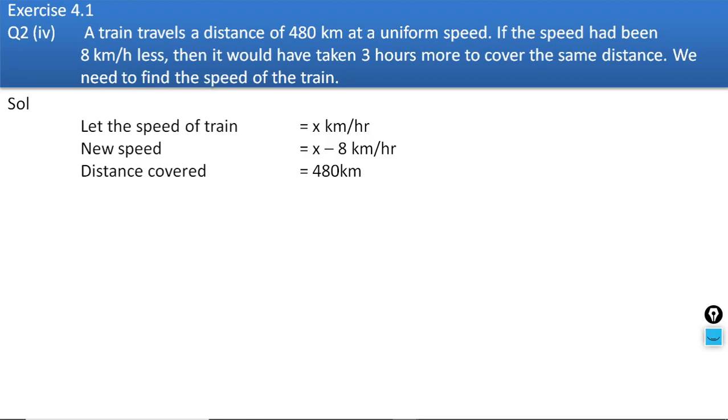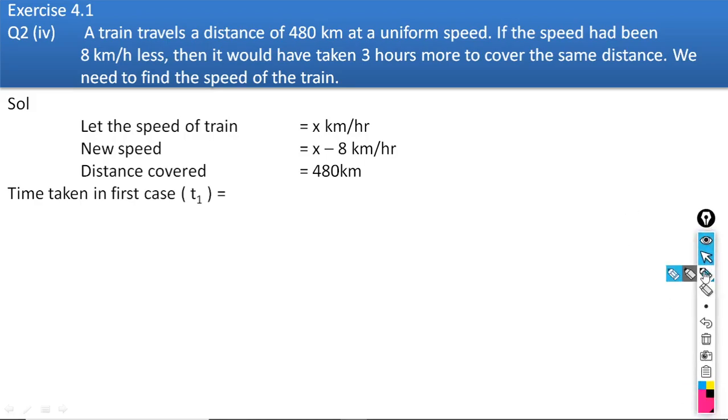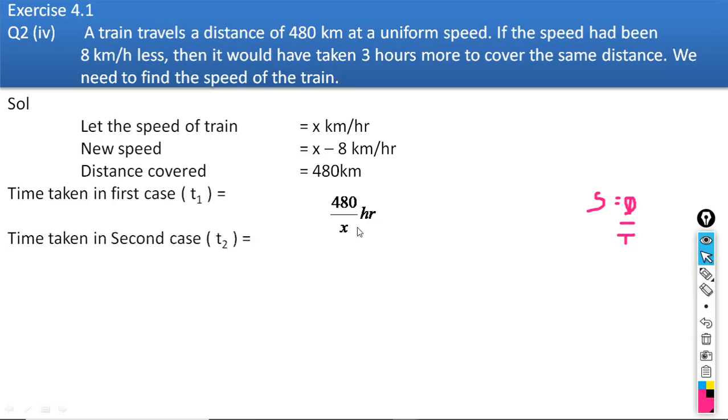Now the difference of time is given in the problem, so we are going to calculate time in the first case. You know the formula: speed is equal to distance upon time. So the formula for time is equal to distance upon speed. So distance is 480 and the speed is x, while in the second case it is 480 upon x minus 8 hours.